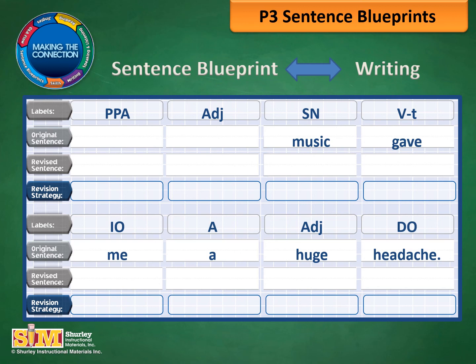Go back to the subject noun and find another adjective. This time, it needs to describe music. Ask, what kind of music? Loud, adjective. The last part of speech we need to create is a possessive pronoun adjective. Ask, whose music? Their, possessive pronoun adjective. Read the pattern 3 sentence. Their loud music gave me a huge headache.